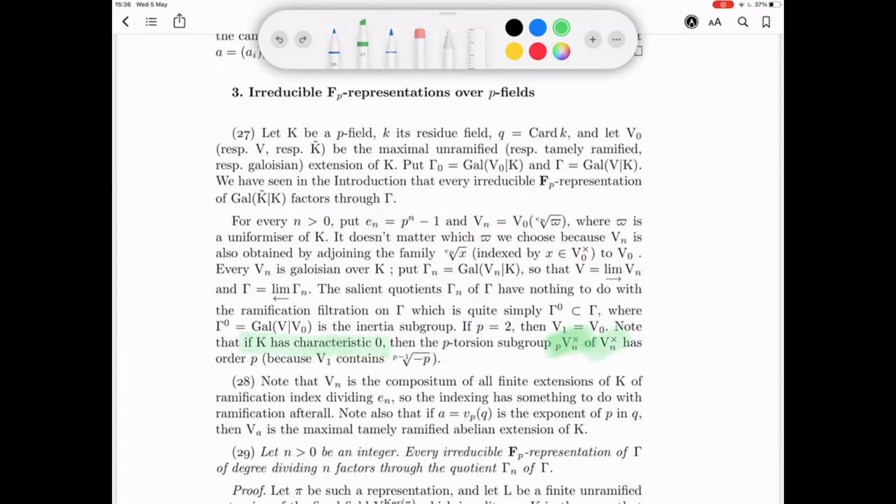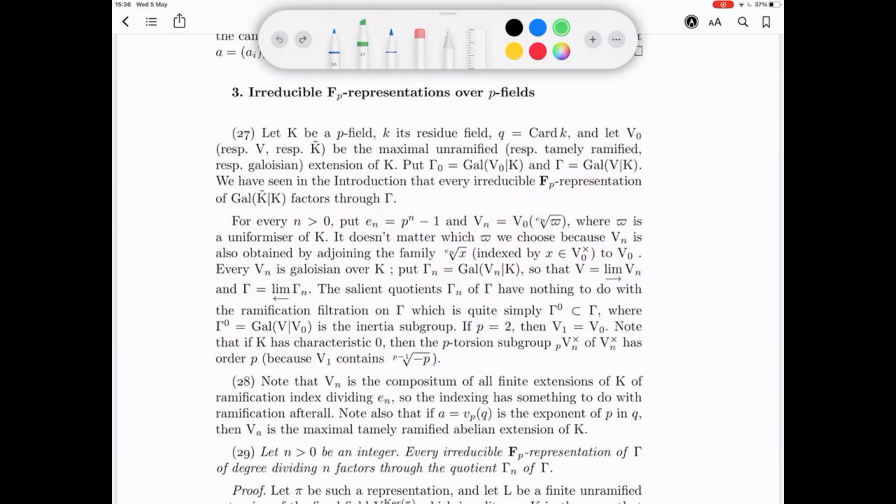Adjoining to Qp a primitive pth root of unity is the same as adjoining a (p minus 1)th root of minus p, right? This we have used several times. Okay, so that's the notation.